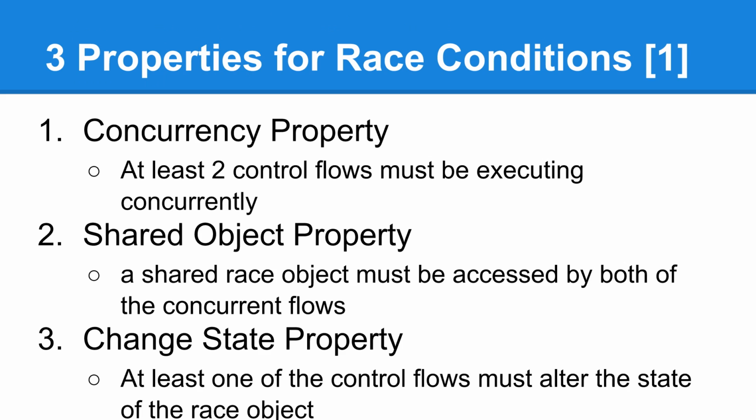Now, this is perhaps cutting it a little short on this material, but there are 3 basic properties that have to exist in order for a race condition to occur. First, there must be some form of concurrency going on, and at least 2 control flows must be executing at the same time in the process. The second property is that there must be some sort of shared object that is accessed by both or a number of those concurrent flows. And lastly, at least one of those control flows must alter the state of that shared object. If they all share the same object but none of them change it, there will never be a race condition.